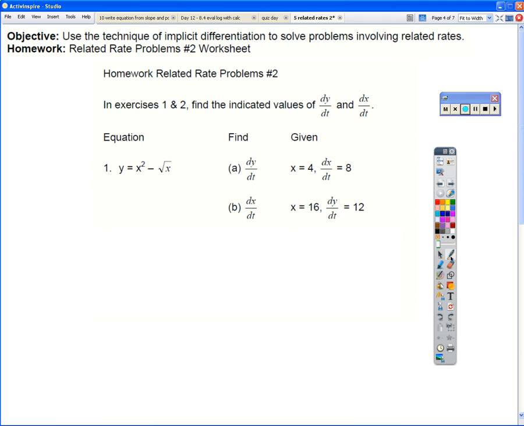Okay, so our first task to find dy/dt or dx/dt is we need to find the derivative of the equation with respect to t. Instead of minus the square root of x, I'm going to think of that as x to the 1/2. So I have dy/dt, and then that's dx/dt.